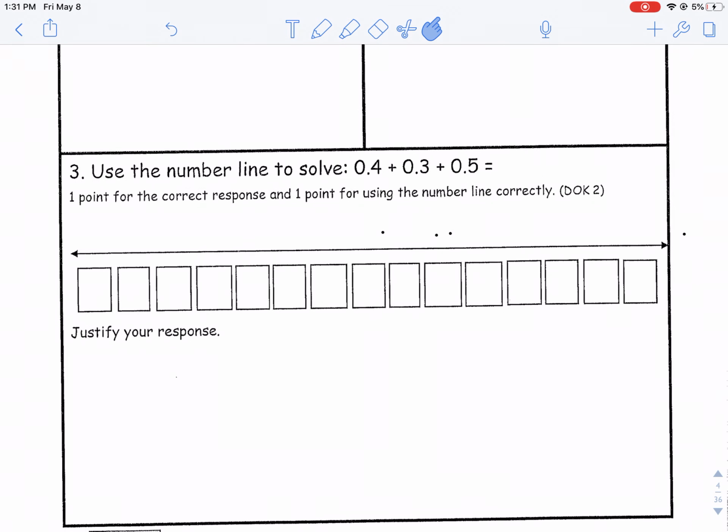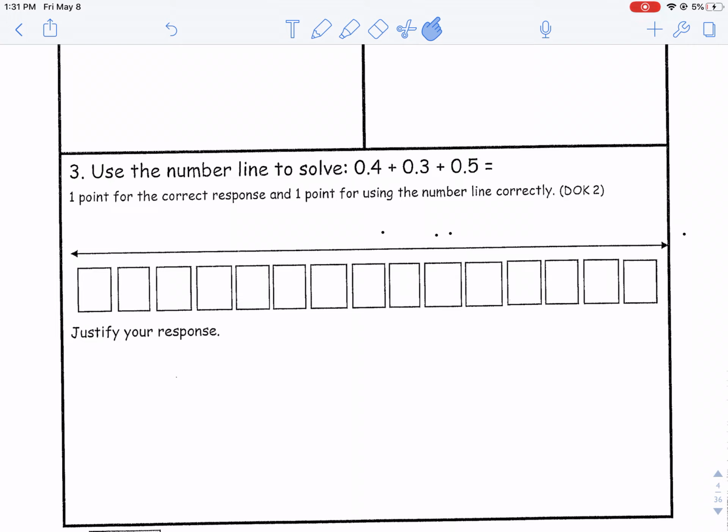Okay. Number 3 says use the number line to solve your problem. 1 point for correct response, 1 point for using the number line correctly. Okay. I don't care so much about the 1 point and 1 point, but we can do this both ways. I'm actually going to show you both ways because I don't think you necessarily just need to use your number line.